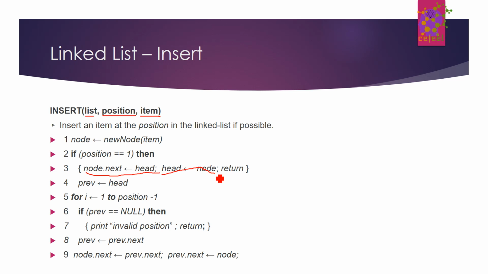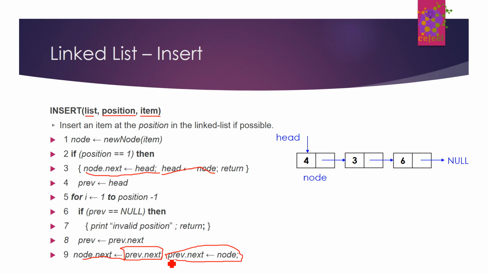And once we have done that, we do our movement of pointers, which means the new node's next now points to the previous next, which means the node which was earlier at the position, and then we make the previous next point to the new node. Now let's see this with an example so that things will be more clear.